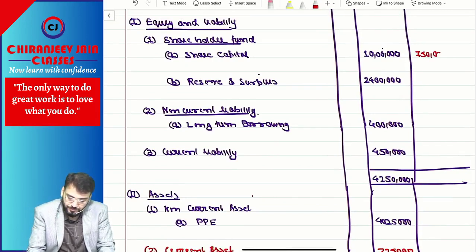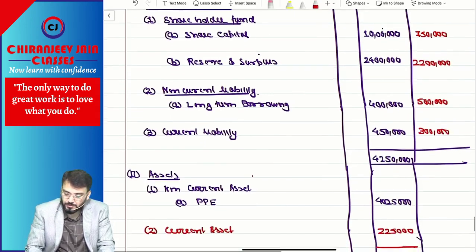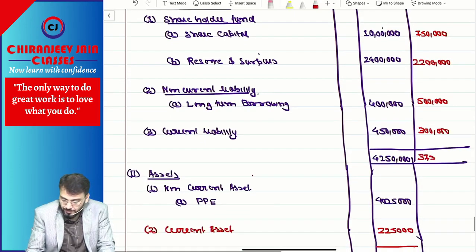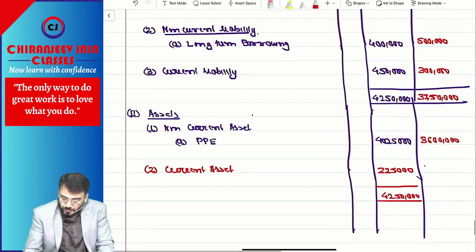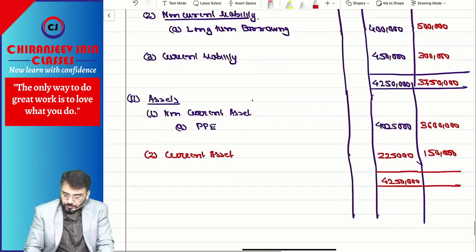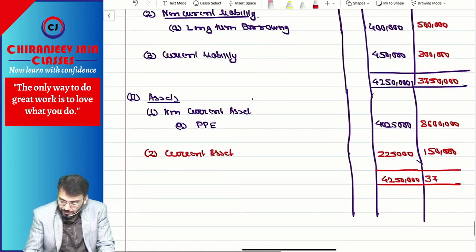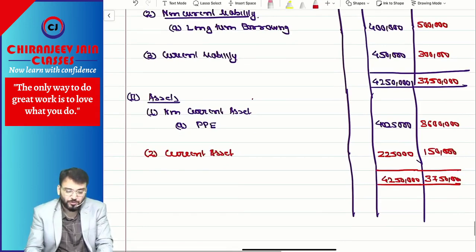7,50,000 then 22 lakh then 5 lakh then 3 lakh then 37 lakh. 50,000 then 36 lakh then 1,50,000 total. 37 lakh 50,000. Now can you prepare notes to account by your own?